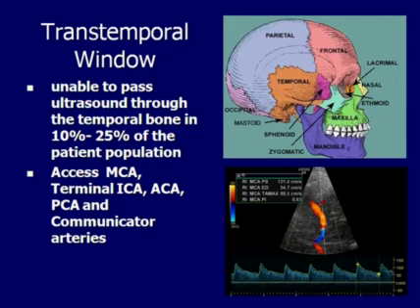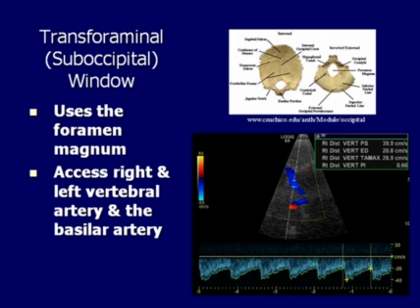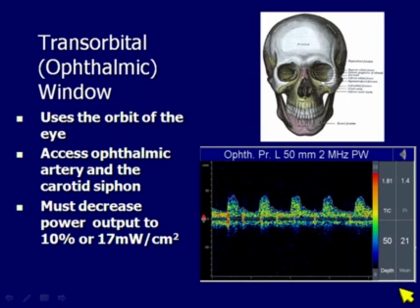So again, from this window, what are we going to look at? We're going to look at the middle cerebral, as well as we can see the anterior cerebral, posterior cerebral and posterior communicating. From the posterior aspect through the foramen magnum, the suboccipital window, we can see the right and left vertebral as well as the basilar. But from this approach, those vessels are going in, bringing blood to the posterior part of the brain, so we normally see the flow direction away from us.